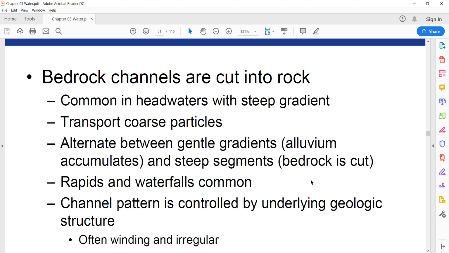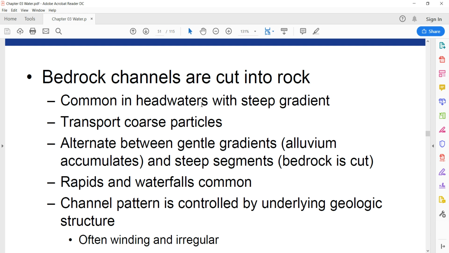Bedrock channels are cut into rock, common in headwaters. It is common in headwaters because that is where the river has a lot of energy in the steep gradient region, so it can easily cut through the sediment and reach into the bedrock, the rock part of the riverbed. Think about the region where you have alternating gentle gradient and steep gradient. In the gentle gradient, the energy is low, the flow is not as rapid, so it will deposit the sediment. As soon as it reaches the steep gradient, it again has a lot of energy, so it can cut into the bedrock and it will create a lot of sediment in that region.